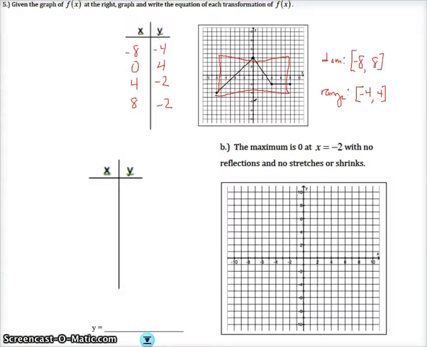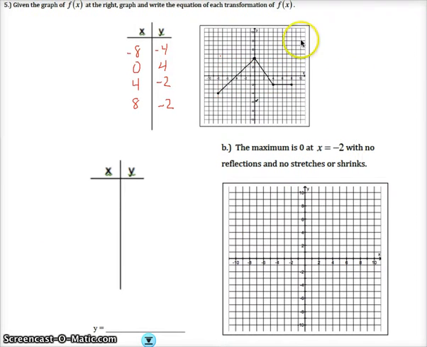Okay. Maximum is at x is -2 with no reflections and no stretches or no shrinks. So I really have to not think about domain or range or the box that it occupied before. Now it wants me to translate this in terms of what happens to the maximum. The max here before was this point here, the 0, 4 point. So the 0, 4 point is what I have to track here.